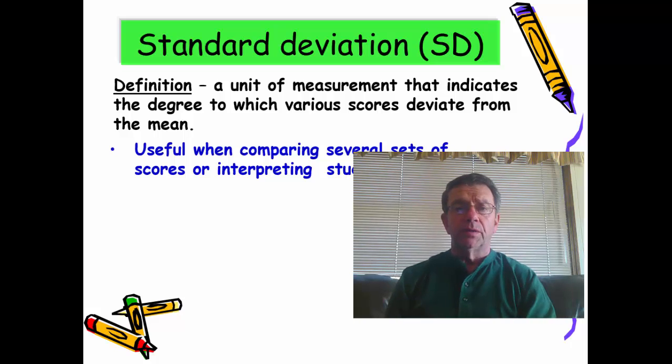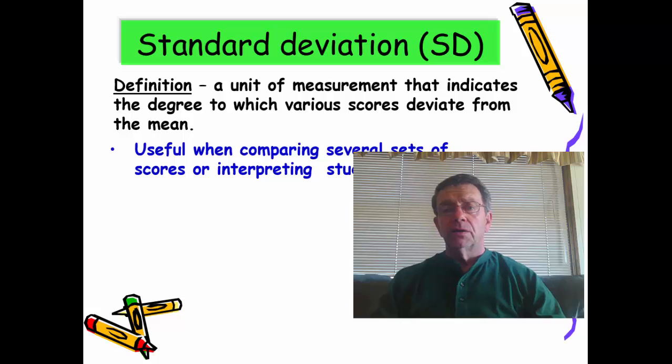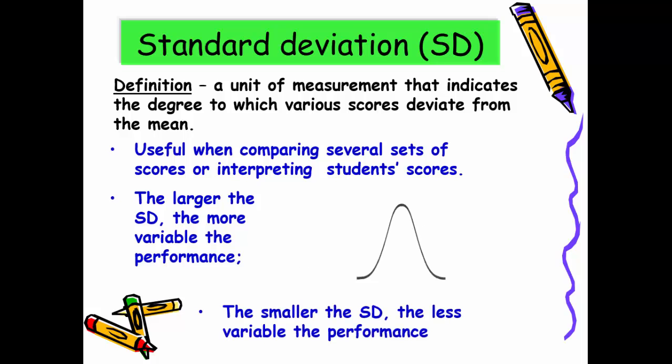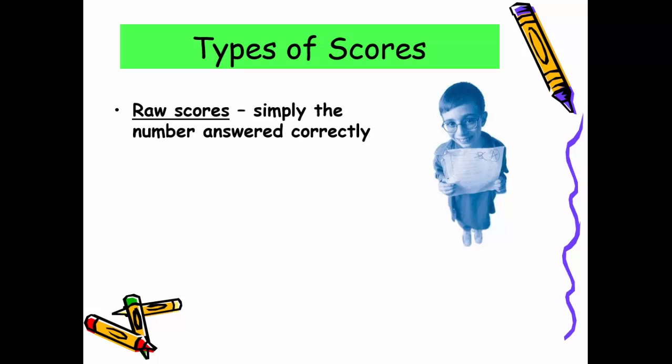It's useful when comparing sets of scores and ways of interpreting student scores. The larger it is, the more variable. You can see there how the bell curve flattens out when there's a large standard deviation, and the smaller it is, the less variable the performance. So that really is a way to say there's a large standard deviation in these scores, which means that they spread way out. That would tell you that, wait a minute, something's wrong here, that if everybody is not scoring in a certain area where they should be, that something is wrong with either the test or the way you're teaching. So that's just a little bit about standard deviation.